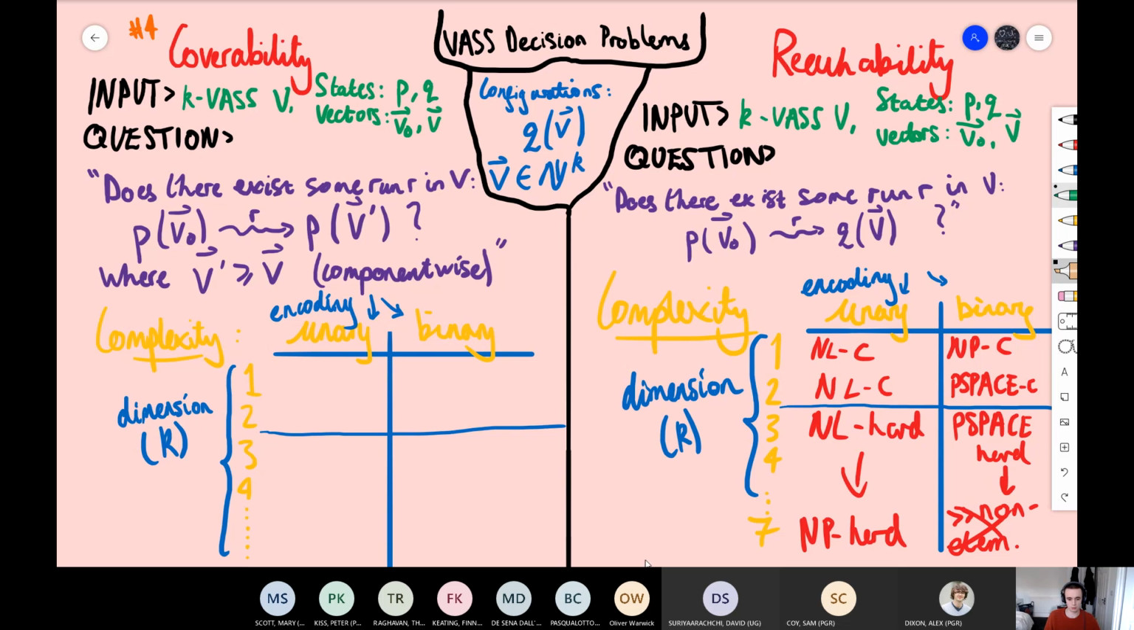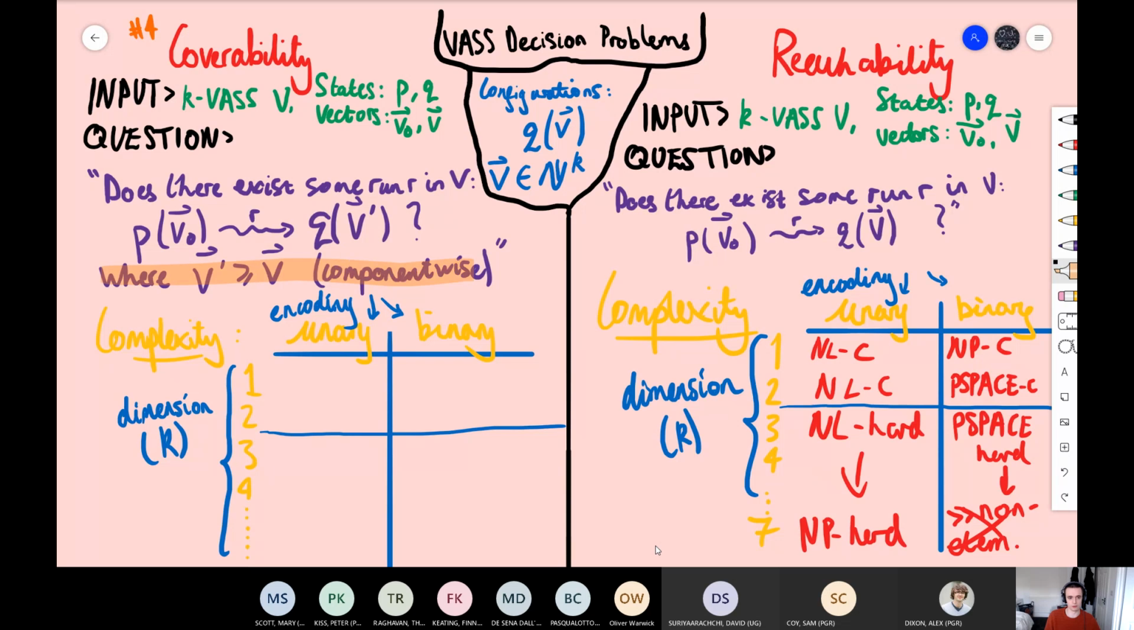So, coverability, same input, k-VAS, 2 states, 2 vectors. Looking good. The question is almost identical. So does there exist some run R in the VAS, so just as before, that takes you from the starting state with initial counter values V, 0, to the final state, or that should be a Q, there's a nice little typo there. Let me correct that. With values V prime, sort of note that prime, that's important.